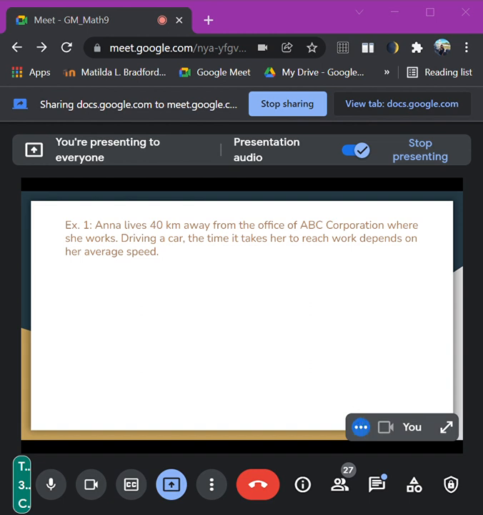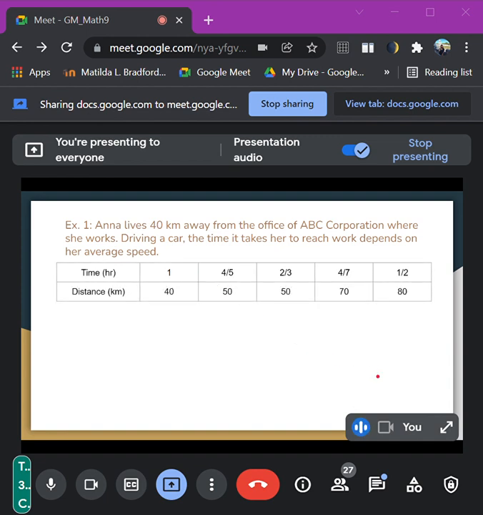So, we have here the first one. Anna lives 40 kilometers away from the office of ABC Corporation where she works. Driving a car, the time it takes her to reach work depends on her average speed. Okay, so meaning to say, magdepende ang iyahang time or pila ka minutes or pila ka hours mo take going to her work sa iyahang average, sa iyahang padagan sa iyahang car.